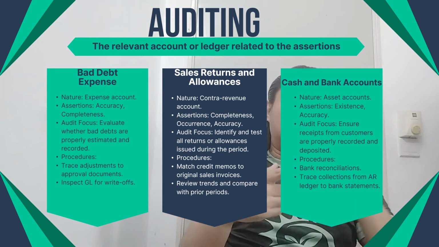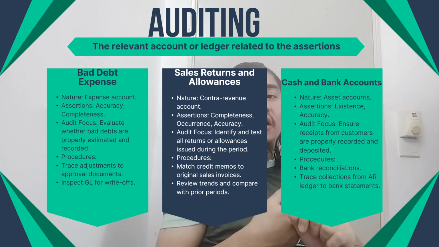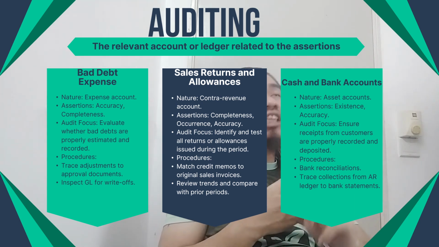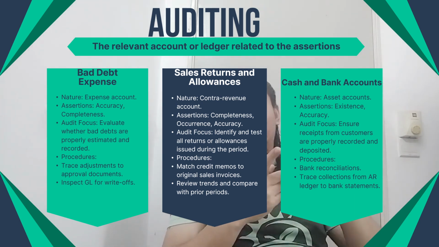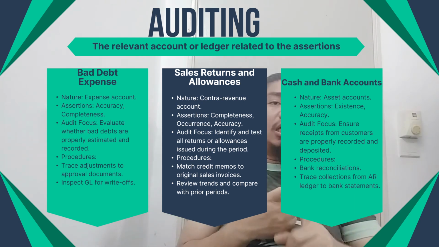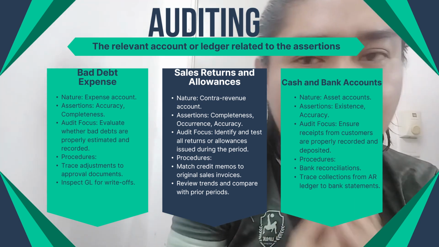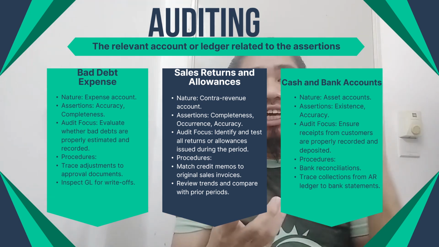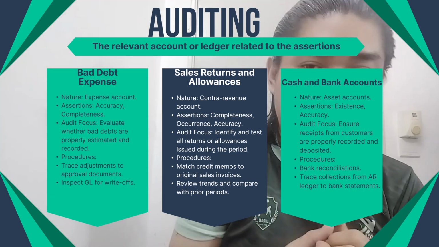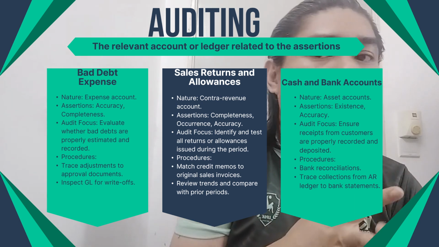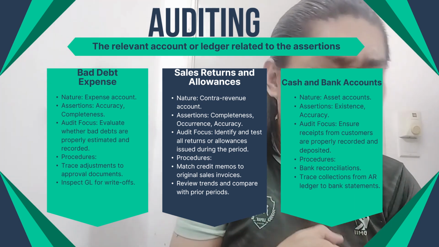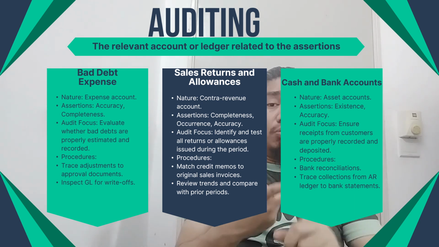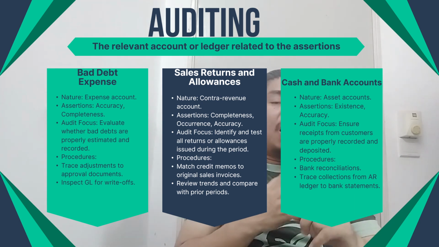Okay, next is reviewing the trend in returns and comparing with the prior period to assess consistency and identify any unusual patterns. Okay, last but not least is cash and bank accounts. Cash and bank accounts are asset accounts that represent the actual cash in hand and in bank accounts, including deposits from customers. Okay, key assertions related to this are existence and also accuracy. Existence: does the cash balance actually exist as stated in the books? Accuracy: are the amounts recorded correctly?